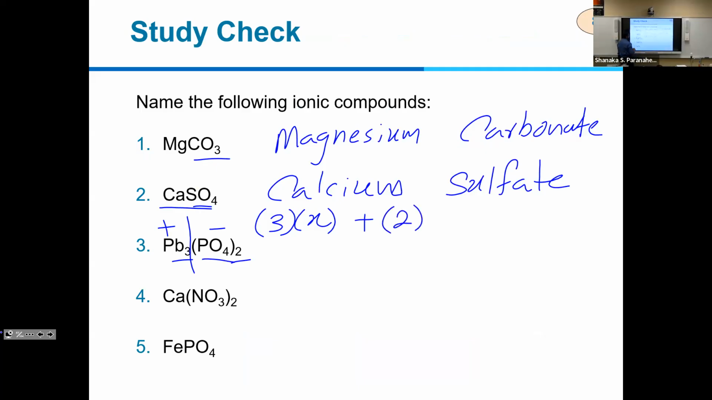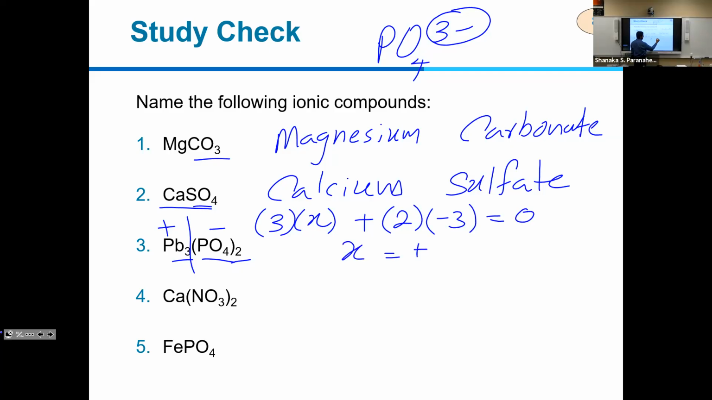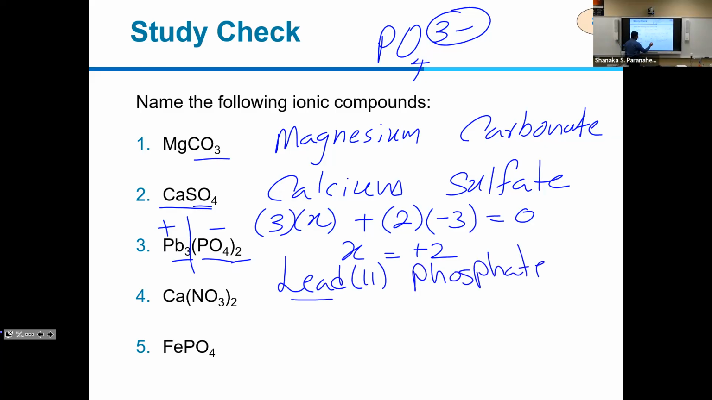And then you should be able to recognize this. So it's on the backside of your periodic table. PO4 3 minus, so this is the charge. Negative 3, equal to 0. Then you can solve for x is equal to plus 2. Okay, so that's lead II phosphate. Name of the metal, immediately charge within parentheses using Roman numerals, and then polyatomic anion name.